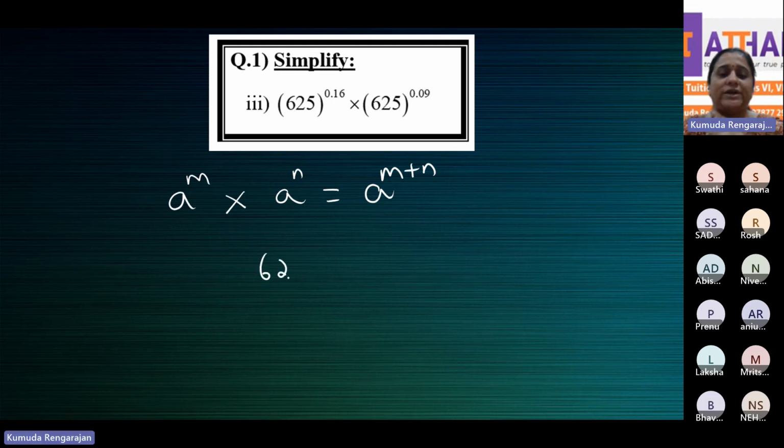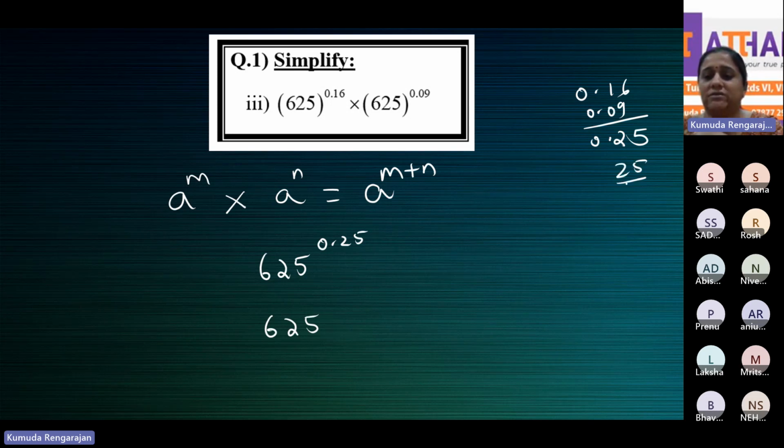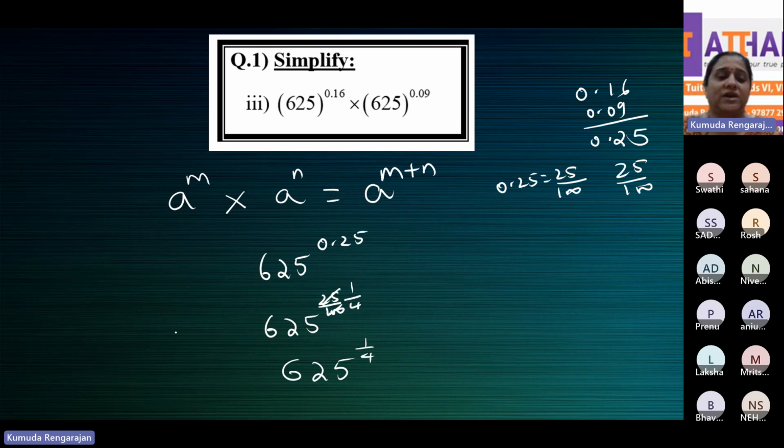So it will be 625 to the power 0.16 plus 0.09. So 0.25. We know that 0.25 can be written as 25 by 100, and that simplifies to 1 by 4. So we have 625 to the power 1 by 4. 625 can be written as 5 raised to the power 4, and there's already another power 1 by 4.